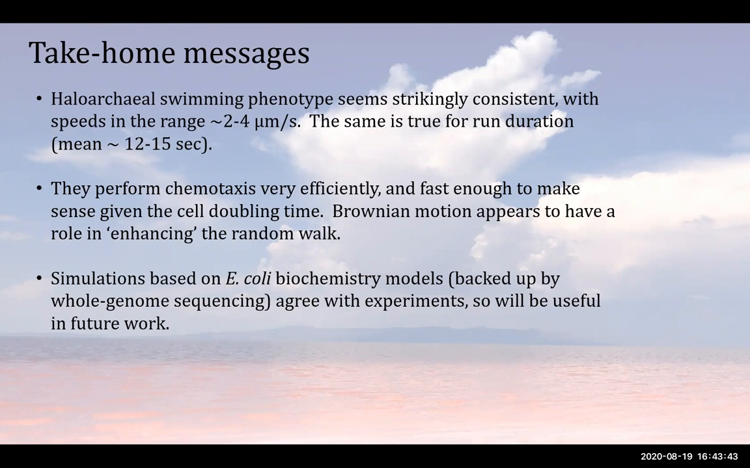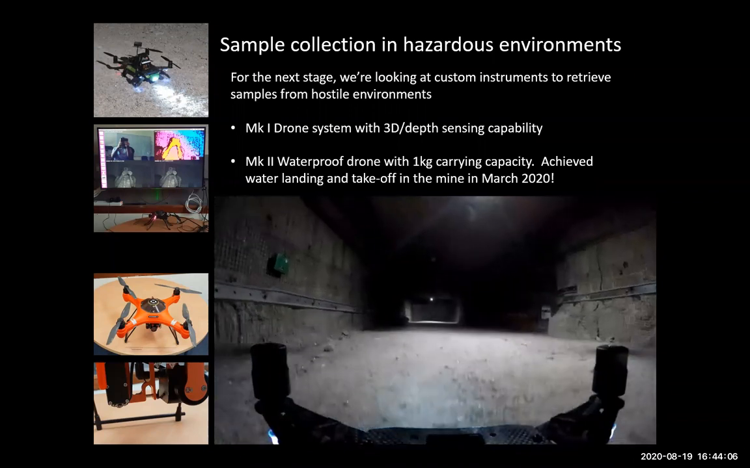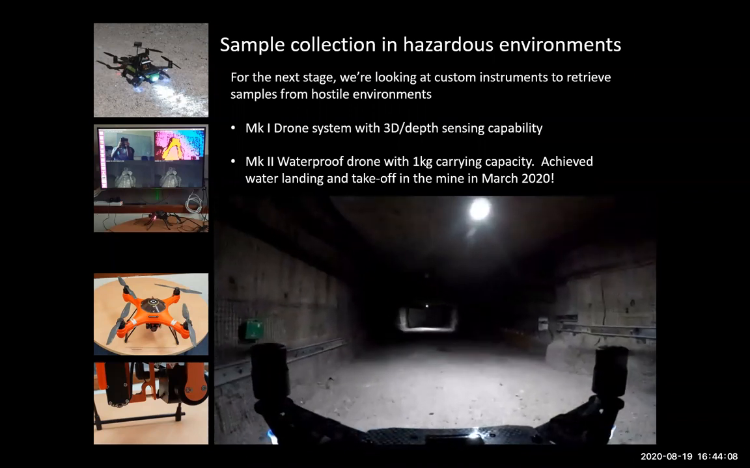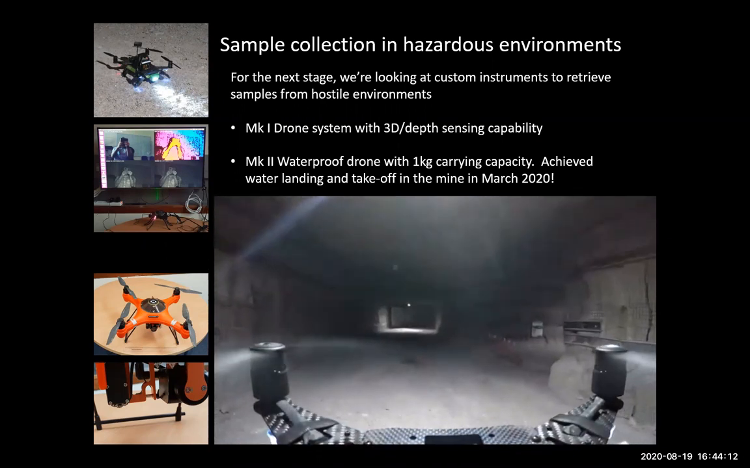Lastly, we say that the simulations based on E. coli biochemistry models seem to agree quite nicely with experiments, and they agree with our genomic data as well. So we're interested in expanding this in future work. And this is what we're doing in the future. So for the next stage, we're looking at building custom instruments to retrieve samples from hostile environments. I'm interested in seeing how the diversity of microbes that live in places like Boulby Mine, how they all live together and how swimming strategies might differ. And maybe this strategy is optimal.